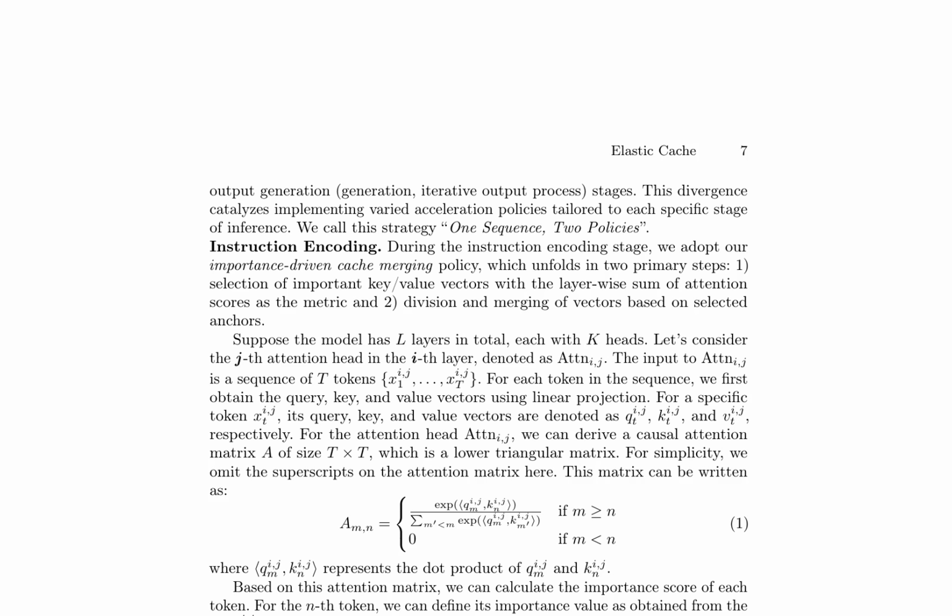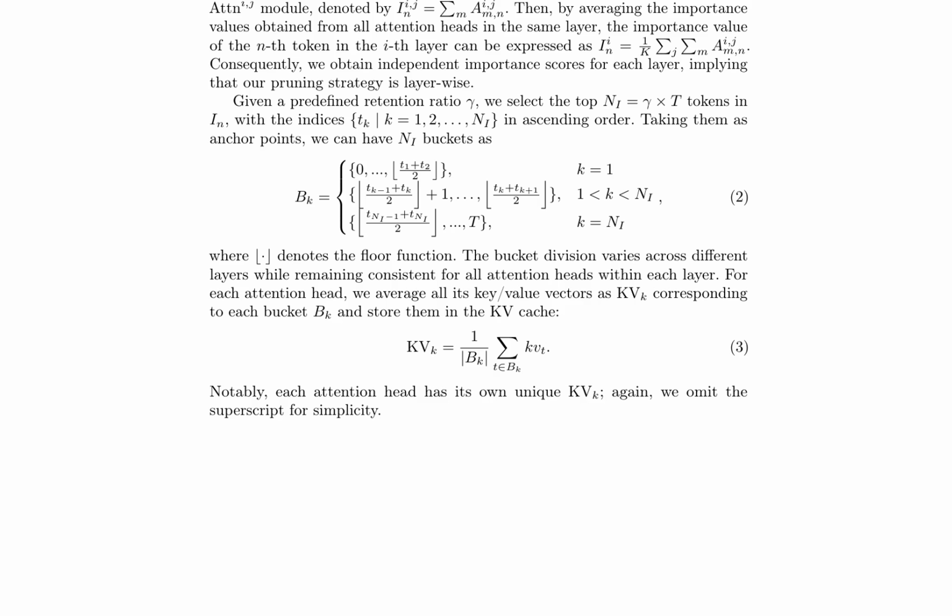The causal attention matrix A is a lower triangular matrix derived from these vectors, where A_{m,n} represents the attention score between the mth and nth tokens. The importance value of the nth token in the ith layer is calculated as E_{i,j,n} = Σ_m A_{i,j,m,n}, and then averaged across all attention heads in the same layer to obtain E_{i,n}. This layer-wise pruning strategy allows for independent importance scores for each layer.